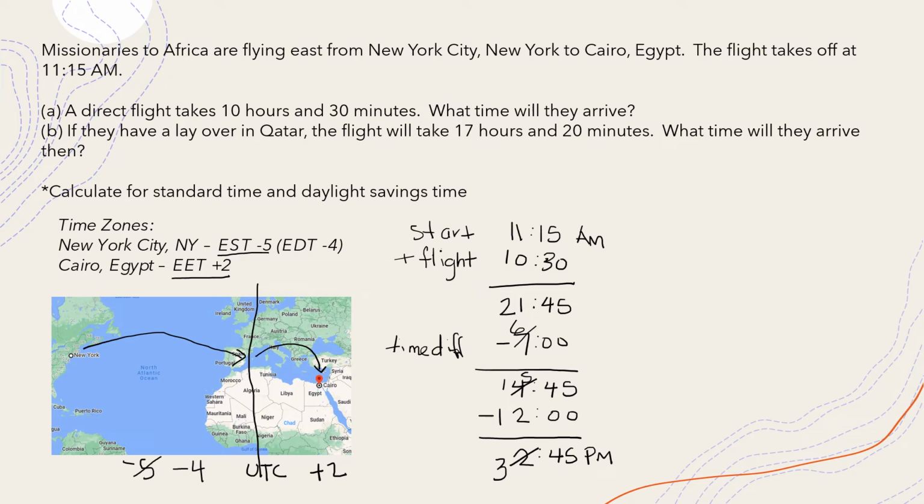Now, Part B says, let's say they have a layover in Qatar, and the flight is now going to take 17 hours and 20 minutes. What time will they arrive then? Well, this is done very much the same way. I'm still going to start at 11:15.